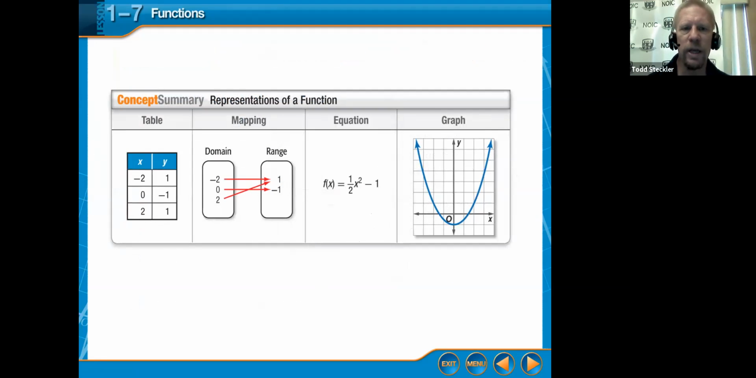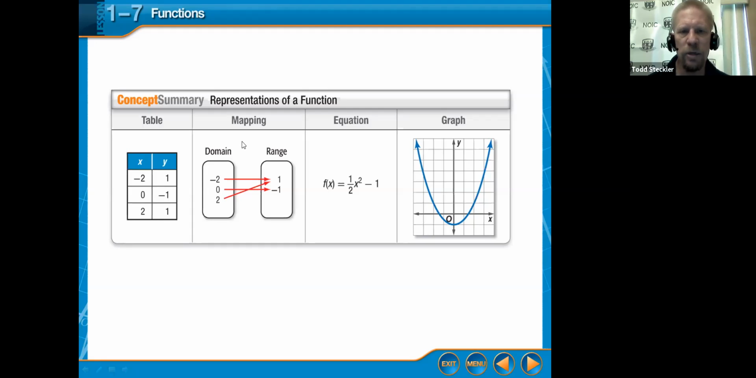Let's summarize how functions can be represented. Sometimes functions are represented as a table where the x's are in one column, the y's are in the other column, and we notice that the y is paired with the x. This is a function because every member of the domain, every x, is only paired with one member of the range.